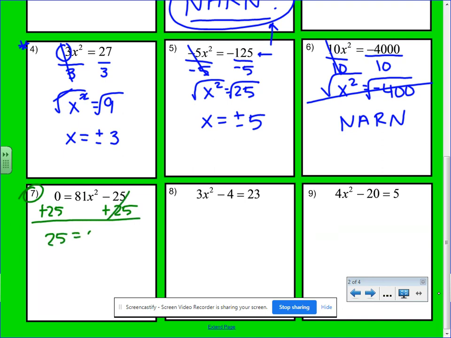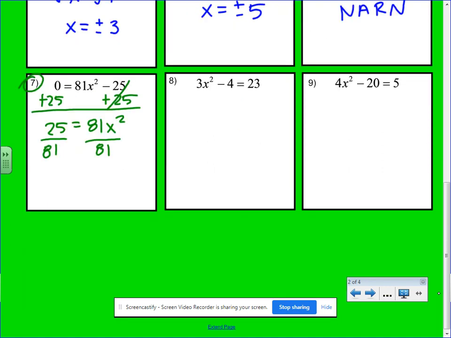So 25 equals 81x squared. Now I'm going to have to divide both sides by 81. And at this point, you have two options, okay? So I got x squared equals 25 over 81. If you are good at your perfect squares, you should notice that those are both perfect squares. So if I take the square root on both sides, then I end up with x over on the right here, and then plus or minus the square root of 25 is 5, the square root of 81 is 9. So that's one way I can do it.